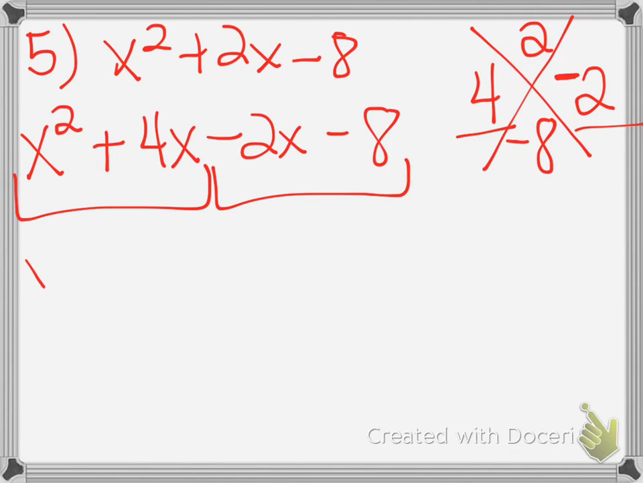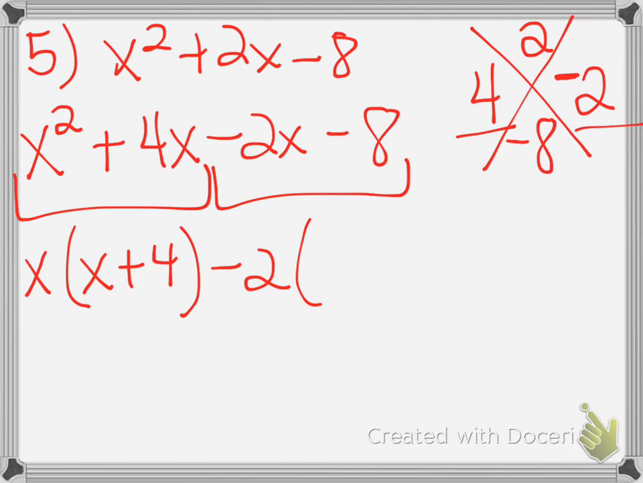X squared and 4x, they both have an x in common. X squared divided by x is x. And 4x divided by x is 4. Then looking at negative 2 and negative 8, they both have a negative 2 in common. Negative 2x divided by negative 2 is just x. Negative 8 divided by negative 2 is positive 4. So I've got my matchy moves.